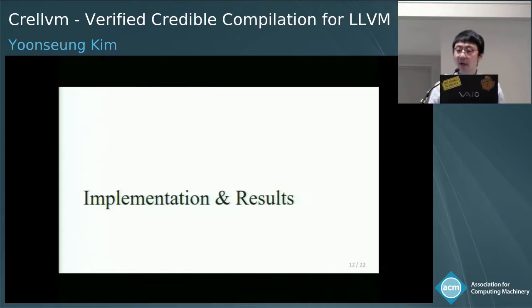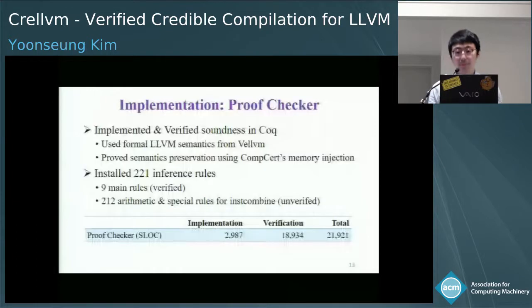Okay, so far I introduced main ideas behind Crellvm. Now I will talk about the implementation and experimental results. First, the proof checker is written and verified in Coq. For verification, we used the formal semantics of LLVM IR from the Vellvm project. We proved a CompCert-like semantics preservation result using CompCert's memory injection technique.